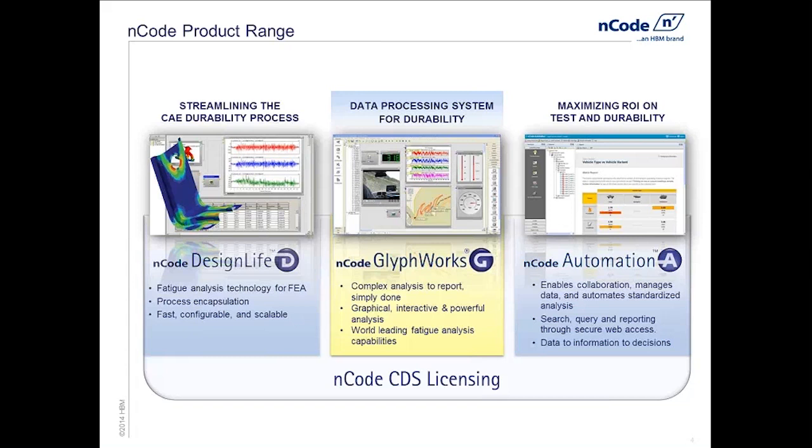Our third product is called Automation, and it serves as a database for storing and managing large amounts of test data. The unique feature about Automation, however, is that GlyphWorks lives underneath it, and it can automatically process data as it's uploaded to the automation server. Since our focus today is GlyphWorks, I'll spend another second diving a little deeper into some of its capabilities.